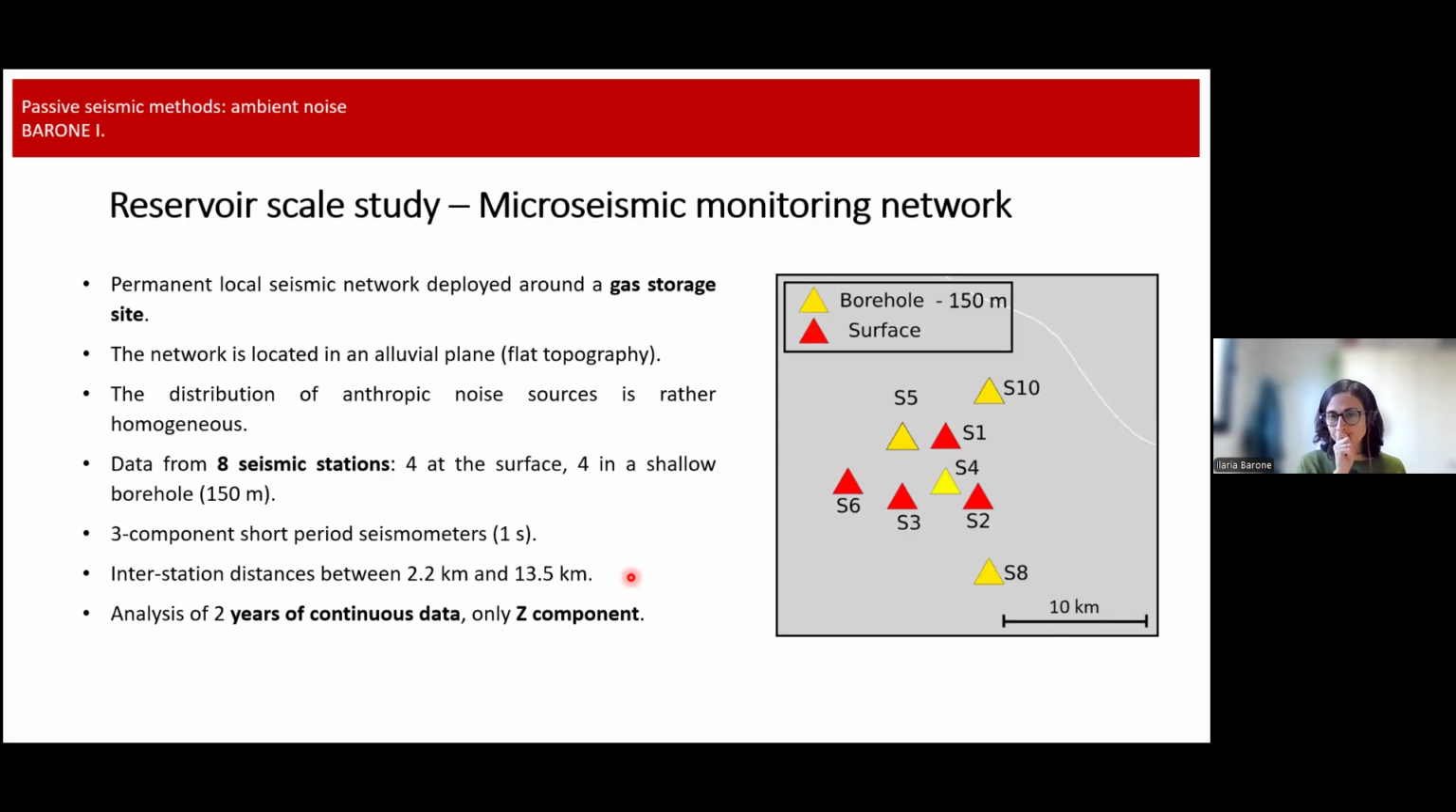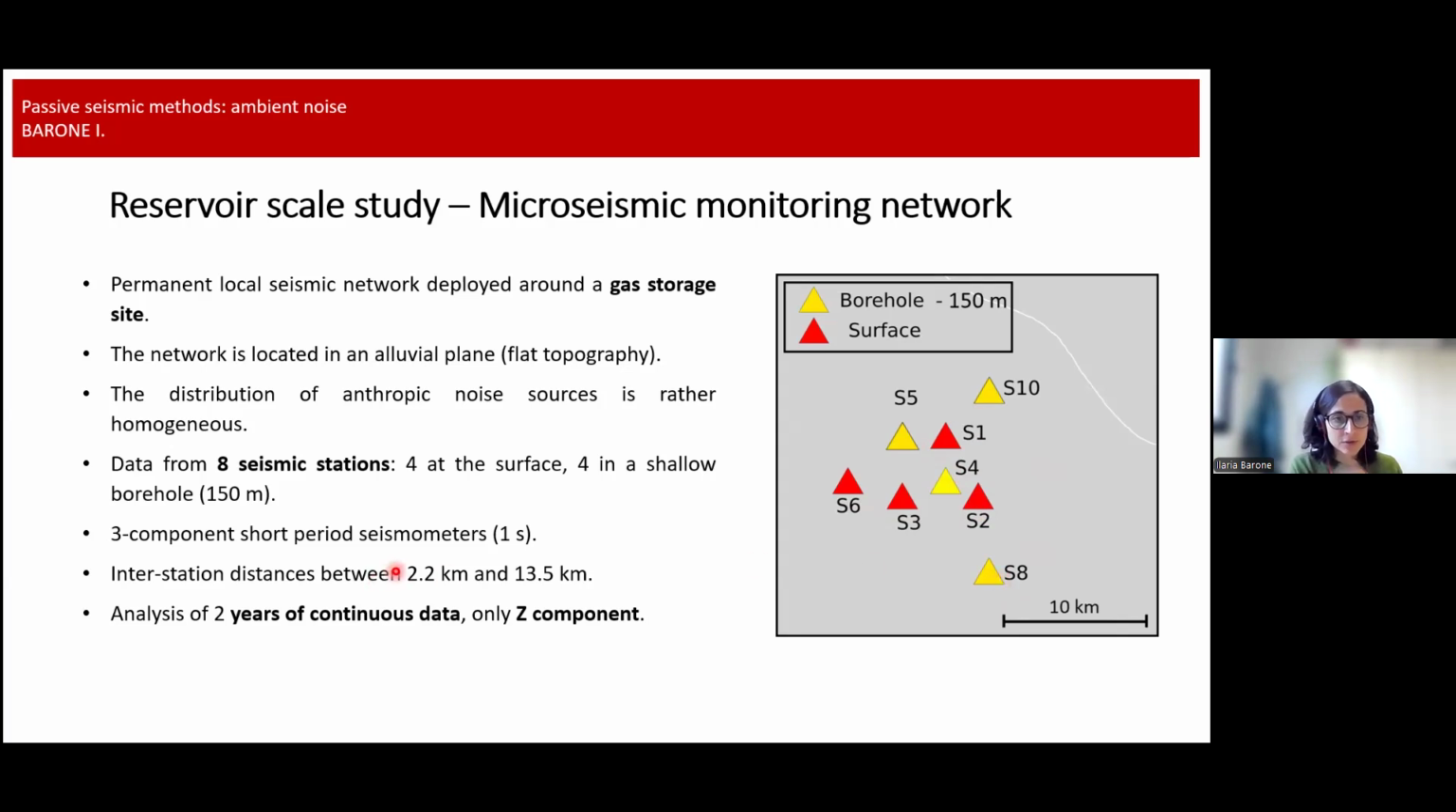The site is located in the Po plain, so we don't have any topographic problem. All the stations are at the same elevation. The site was a gas storage site. We have 8 seismic stations. Some of them are located at the surface, the ones in red, and some of them are located in shallow boreholes at about 150 meters depth.